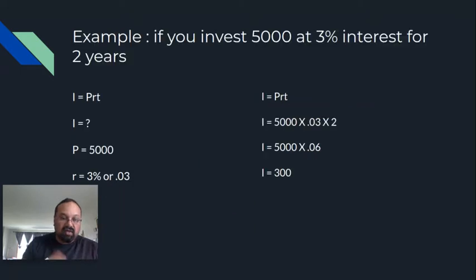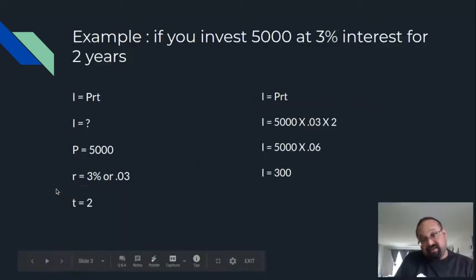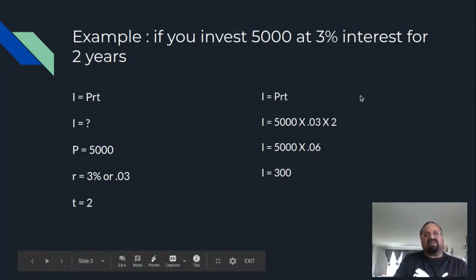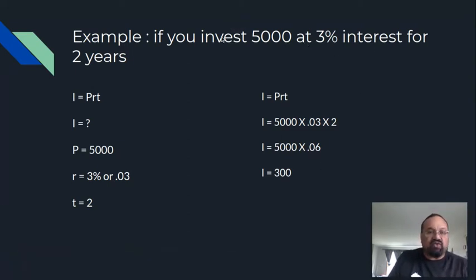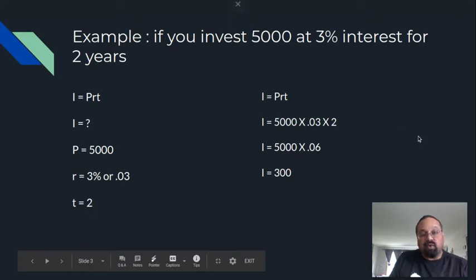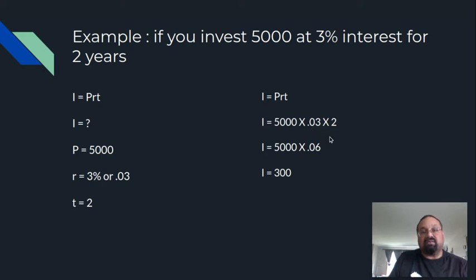So if you take it over to the actual example, let's say you invest $5,000 at 3% interest for 2 years. There's the formula: I equals P times R times T. I is what we're trying to figure out. P, the principal, is $5,000. R is the rate, 3%. We divide that by 100, that's decimal 0.03. And it's for 2 full years. So we plug that in. I equals 5,000 times 0.03 times 2. I equals 5,000 times 0.06. And finally, that means your interest after the 2 years is $300.